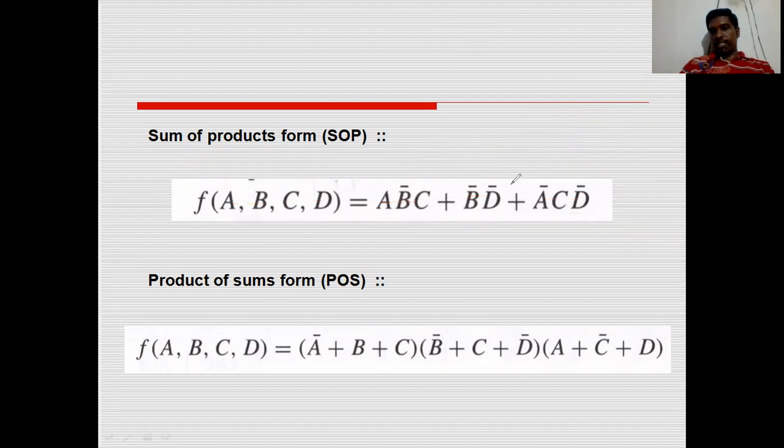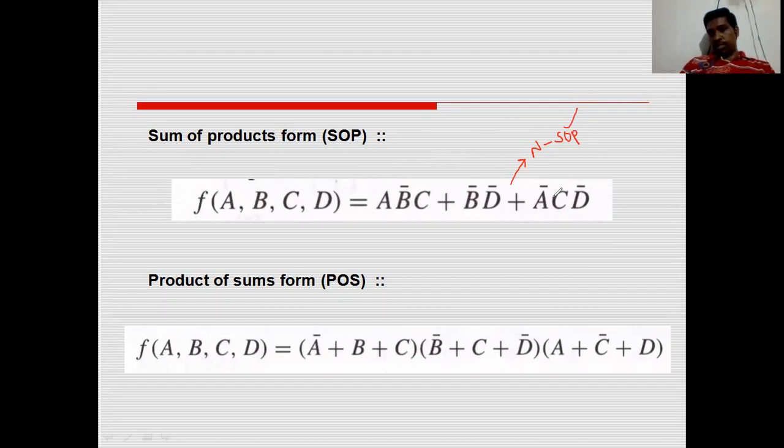You can directly say it is a normal SOP. It is SOP basically, and that too a normal SOP. Already in SOP we have two conditions: one is normal SOP, one is canonical SOP.